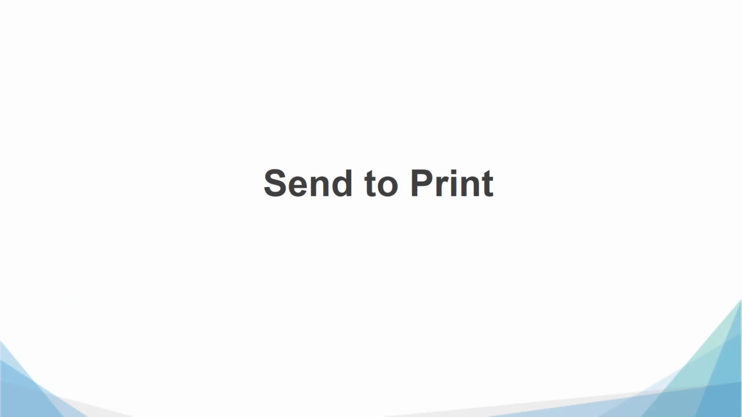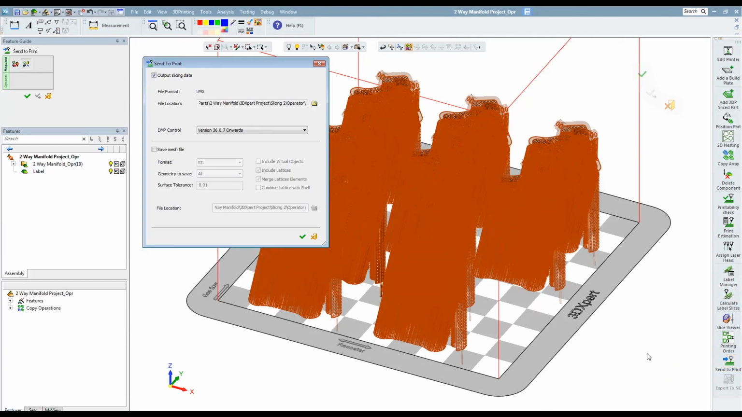The last printing operation is sending the part to the printer. The Send to Print tool allows us to output the scan path in the machine format, and we can also choose to export mesh files with different formats. Geometry can be exported as supports only or non-supports objects, or divide the supports and non-supports to different files.